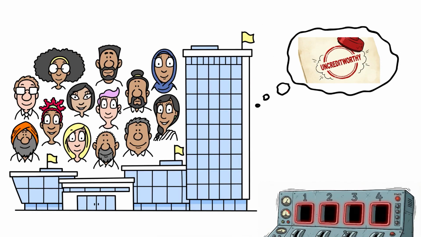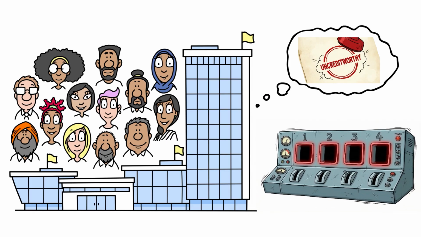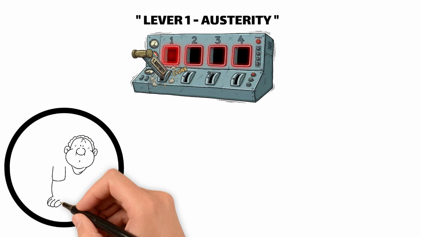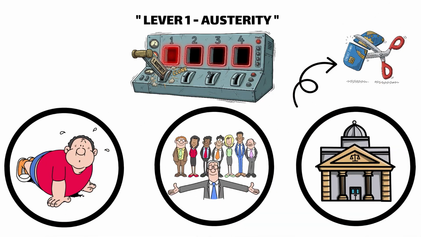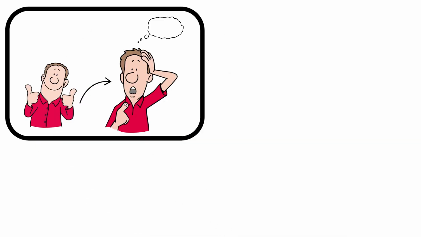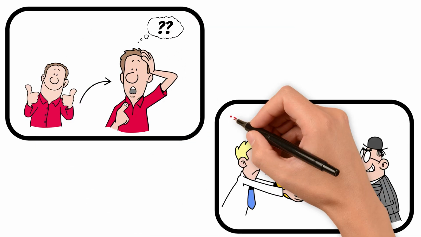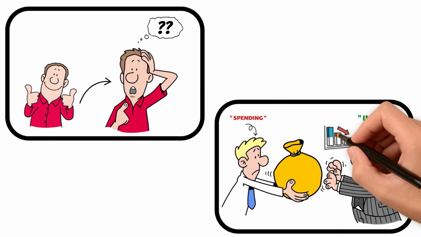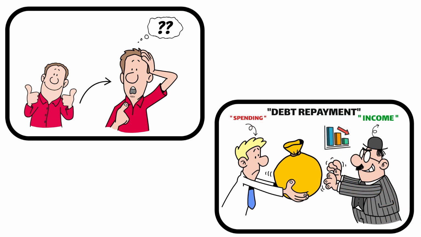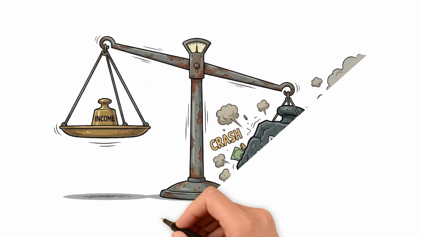So, policymakers are forced to use 4 distinct levers to try and save the economy. Lever 1, austerity. People, businesses, and governments cut their spending to pay down debt. This sounds responsible, but it creates a problem. Because one man's spending is another man's income. When everyone cuts spending, incomes fall faster than debts are repaid. The debt burden actually gets worse, not better.